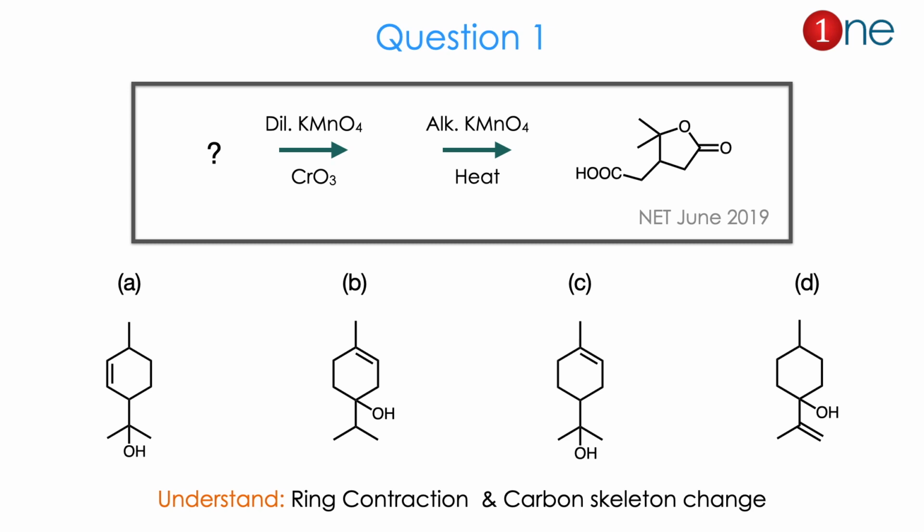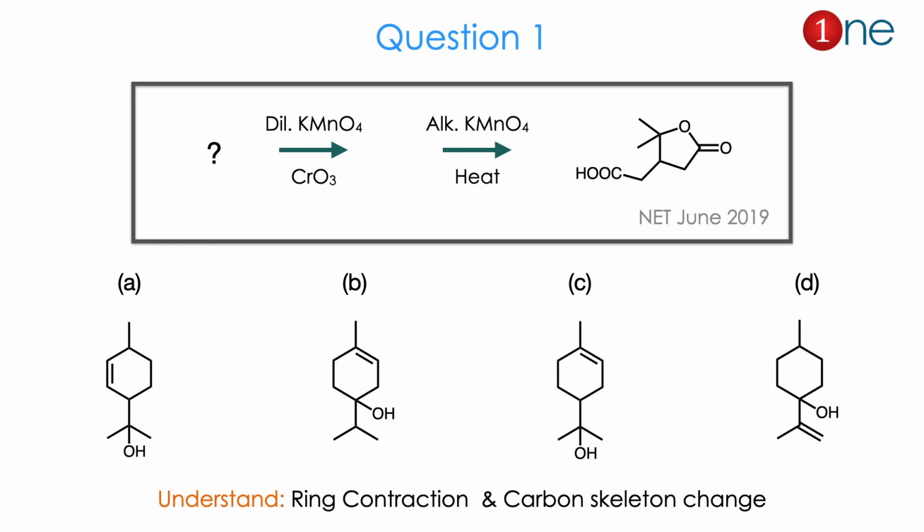Let us see question number 1. The starting material is in question here. Diluted KMnO4 and alkaline KMnO4 are used here, and in the first step you are using chromic acid, which is an oxidant. In the next step you are additionally using heat. They ask you to find the reactant. The product is given here.